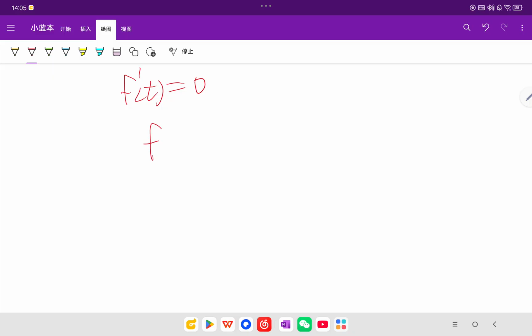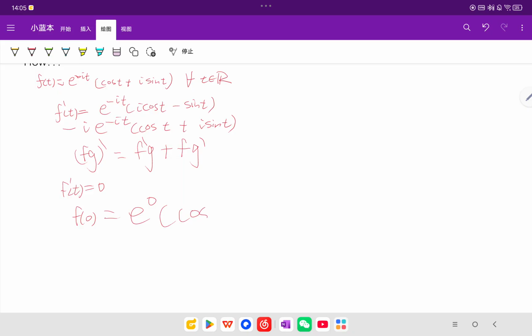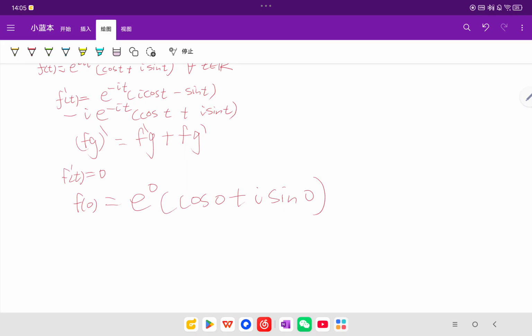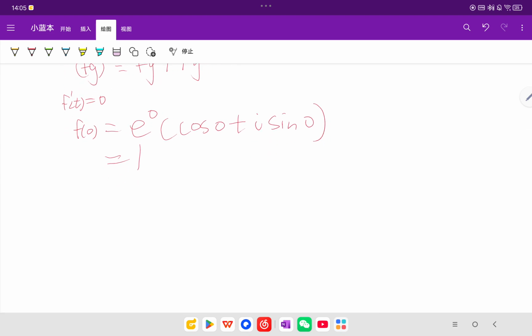And if we plug in f(0), f(0) equals e to the 0 times (cos 0 plus i sine 0). Sine 0 is 0, and cos 0 is 1. So we have f(0) equals 1. So what does that mean? f prime(t) equals 0 implies that it's constant, so we have f(t) equals 1 for all t in real numbers.